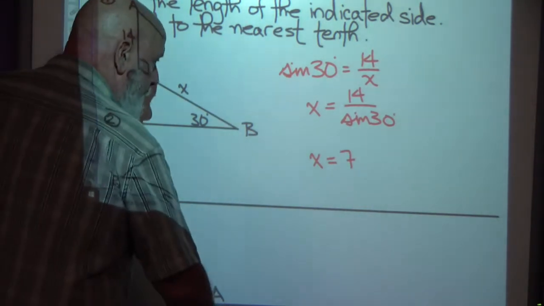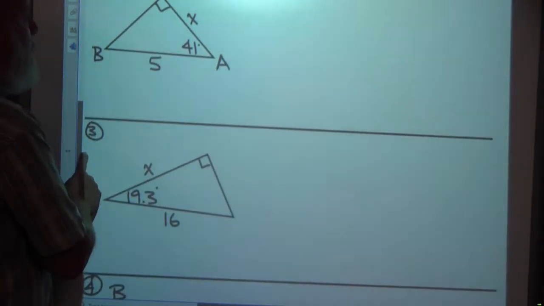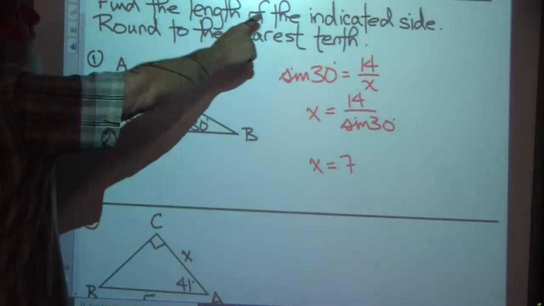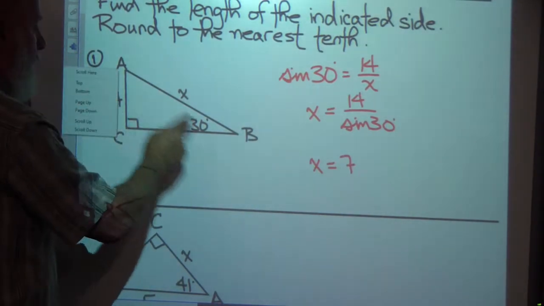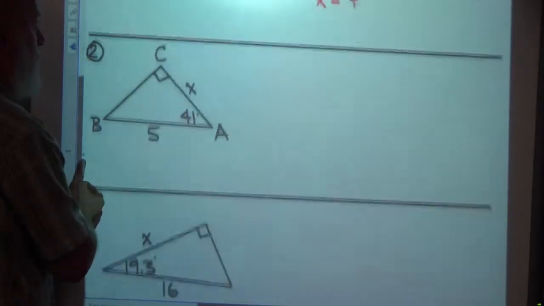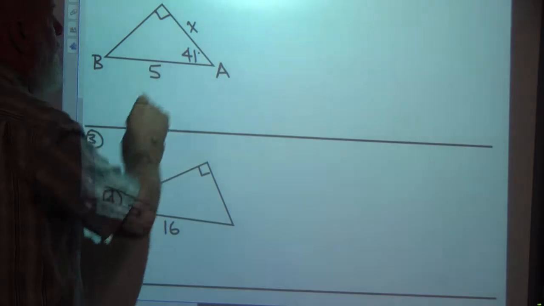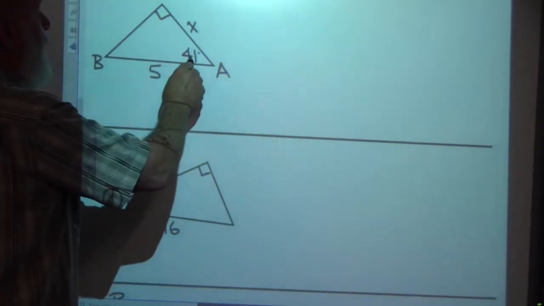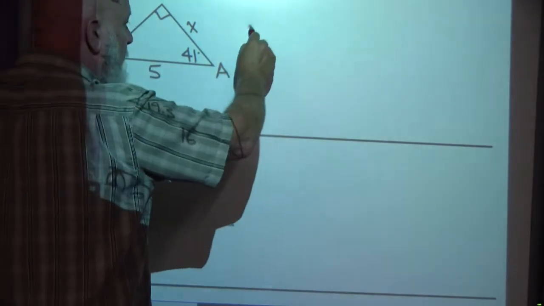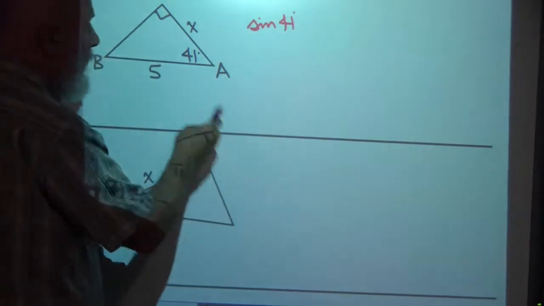Okay? Let's take a look at another one. The instructions are the same. Find the length of the indicated side, round to the nearest tenth. So I will determine the indicated side right here. This is the side I want, and I want to round it to the nearest tenth. So I'm going to say, well, if I said the sine of 41 degrees, now this is the wrong thing to do, and I just want to illustrate why you wouldn't do that.